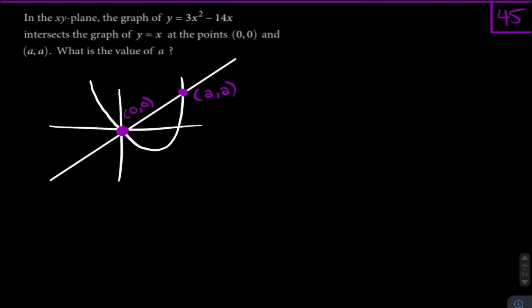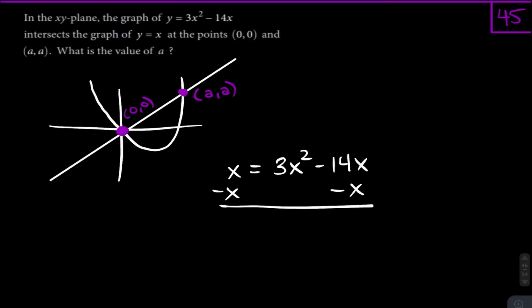Okay? So again, a lot of these problems in this video, I've just been explaining them in their entirety, not really just explaining them for speed. So to find intersection points, we are going to set these things equal to each other. Okay? And we can just then say x equals 3x squared minus 14x. We can subtract x on both sides and get that 0 is equal to 3x squared minus 15x.